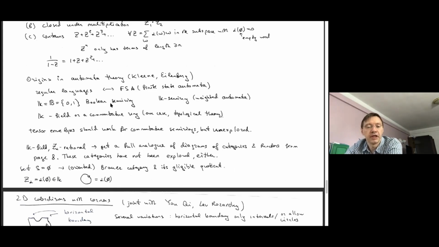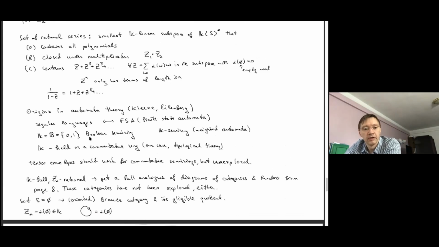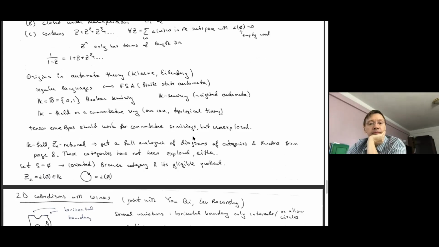So this theory of rational series works over a field, works over a ring, works for automata, for the Boolean semi-ring, and people also do it for general semi-rings, and you get what's called weighted automata in this theory. So it's a very developed field.